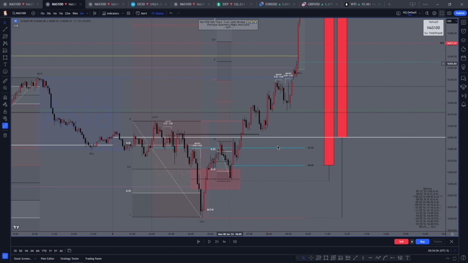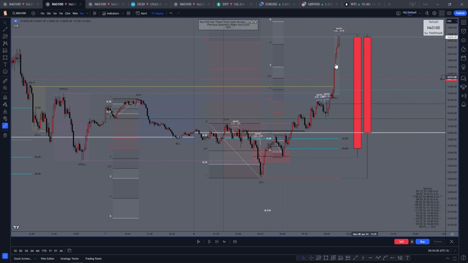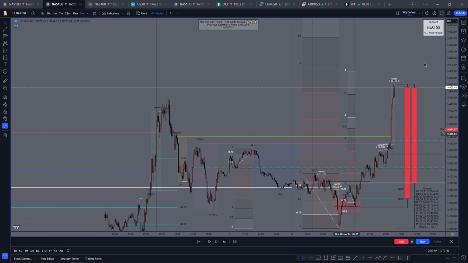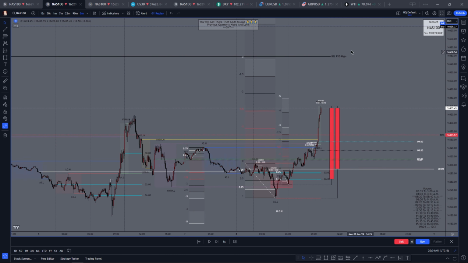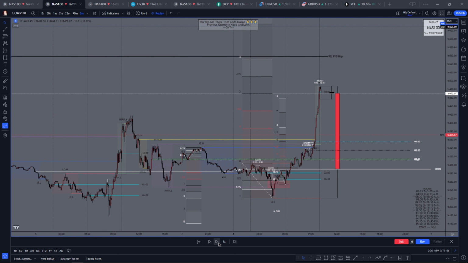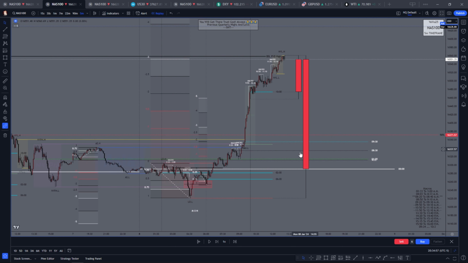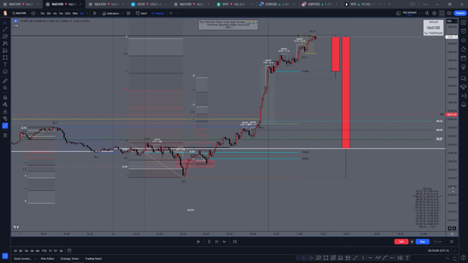And why go long? Because we have our range, our previous daily high. That's where price will be going, right there. So this is how I trade.